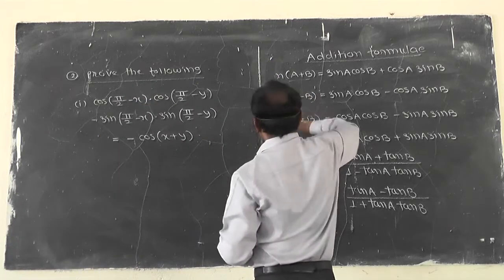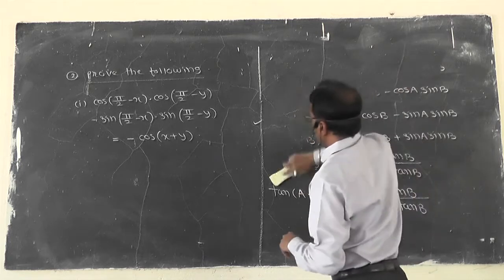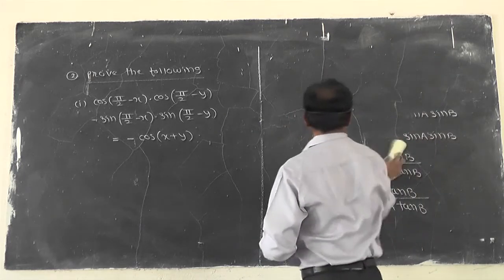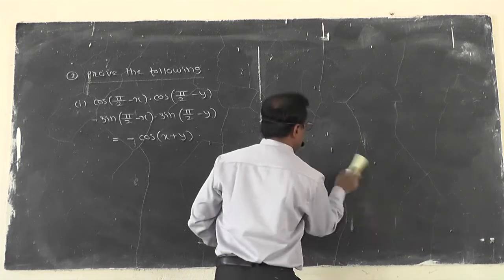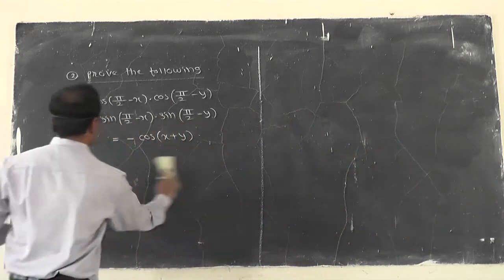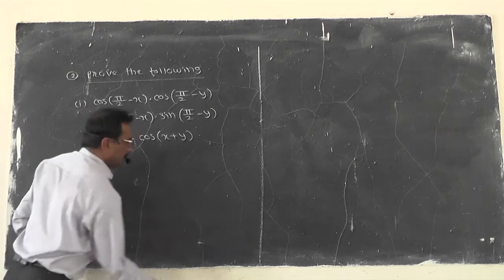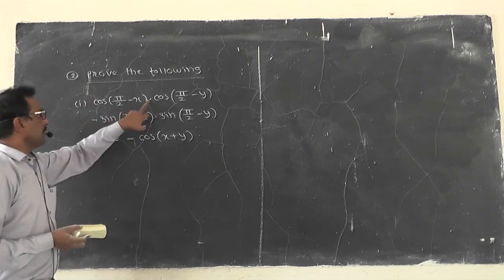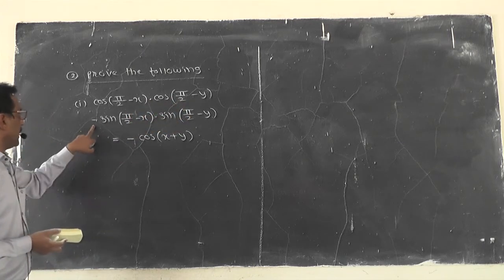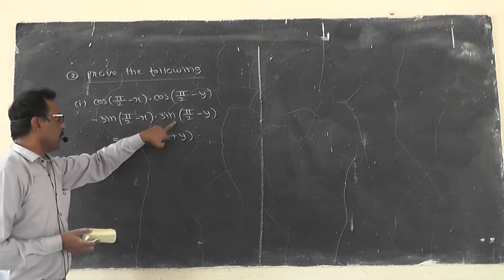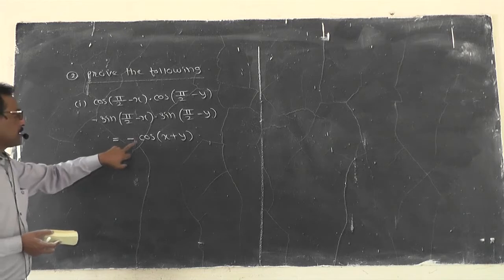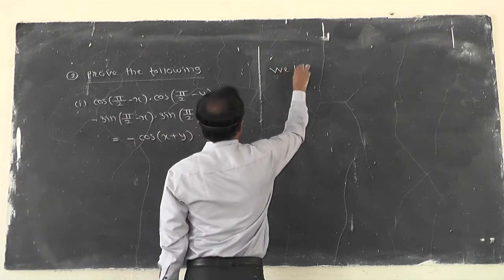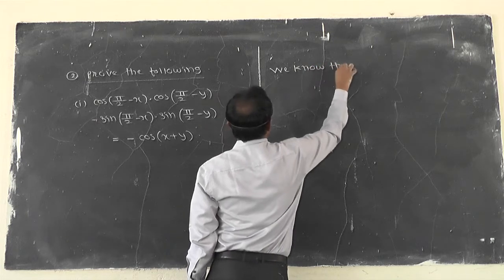Just 1 minute. I think in 10th standard we know the basic formula for cos and sine. Once again I will write that formula here. Just observe this question. Prove the following: cos of pi by 2 minus x into cos of pi by 2 minus y, minus sin of pi by 2 minus x into sin of pi by 2 minus y. We want the answer minus cos of x plus y here. I think you know this concept. We will take this proof later on.